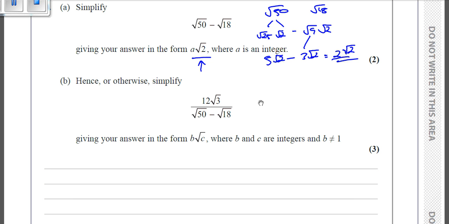So it says hence or otherwise simplify this thing here. Hence means that we're going to use the previous term, so square root of 50 minus the square root of 18. We can rewrite this as 12 root 3 over 2 root 2. Now what we're going to do is rationalize the bottom. So we need it looking like something root something. If we've got a square root of 2 on the bottom, we can times top and bottom by root 2.